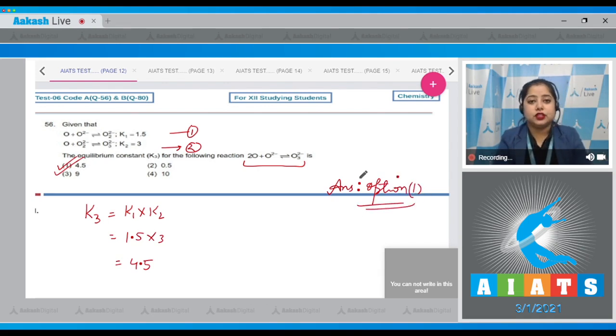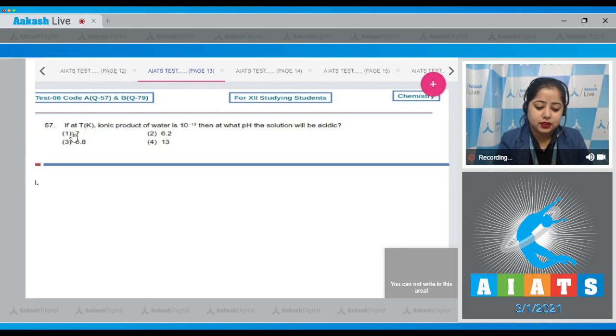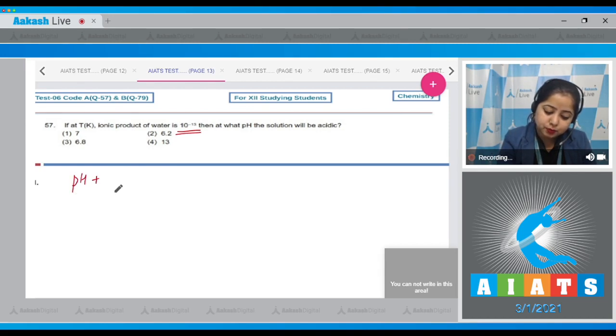Moving to next, which is 57. Let's read it. If at T Kelvin the ionic product of water is 10 to the power minus 13, then at what pH will the solution be acidic? Students, in this question, we are given that the ionic product is 10 to the power minus 13. So it is very clear that pH plus pOH is equal to 13.